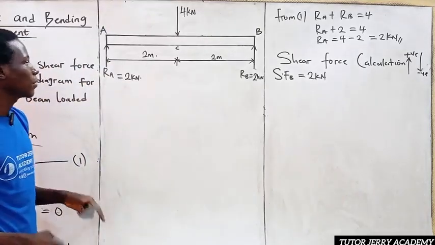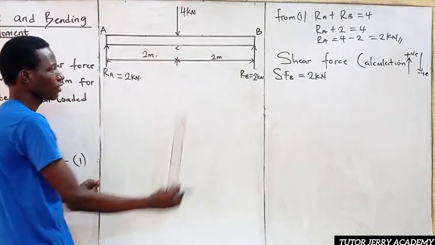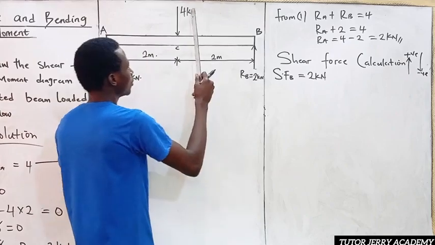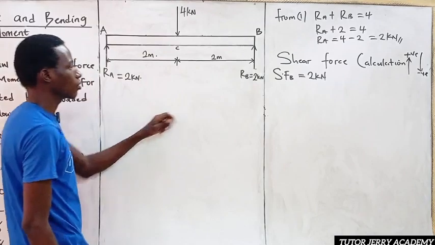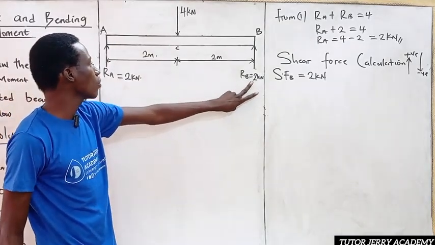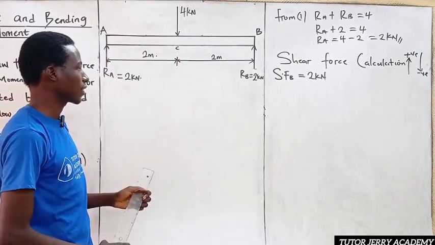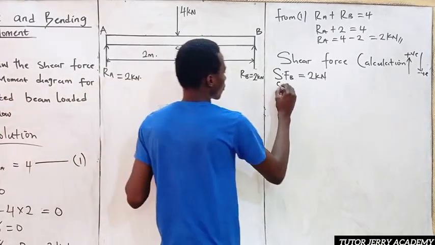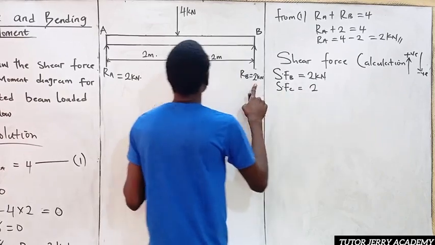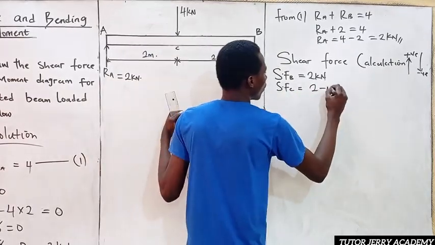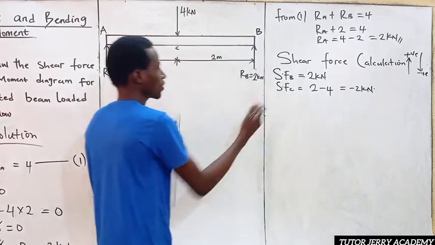So what do we do next? We are going to be looking for our shear force at point C. To get our shear force at point C, we are going to be subtracting the load at point C from what we have here. So it's going to be 2 minus 4, due to the load acting downward. So our shear force at point C will be equal to 2 minus 4, which is equal to minus 2 kilonewton. So this is our shear force at C.